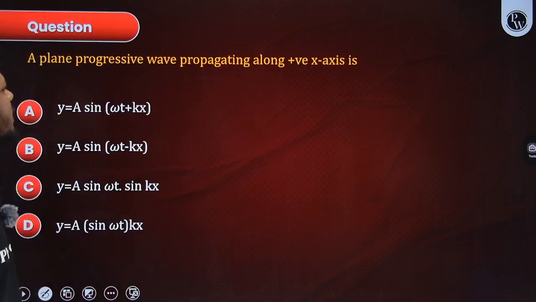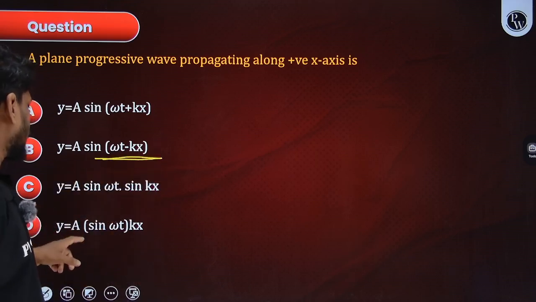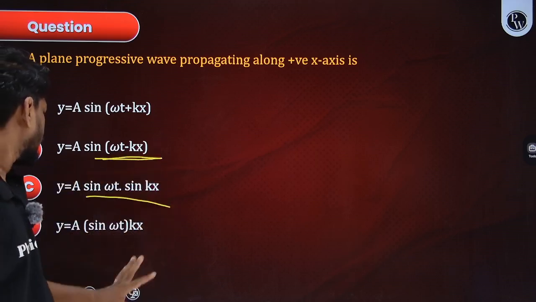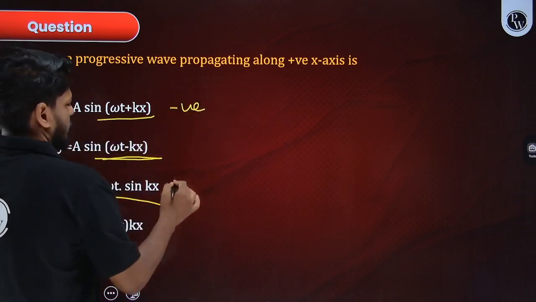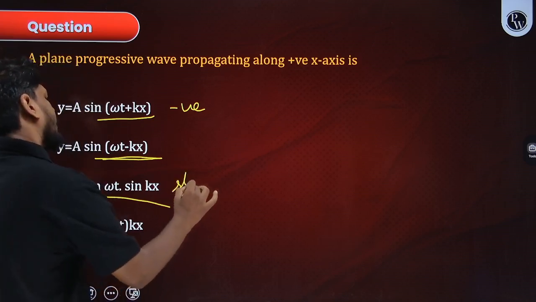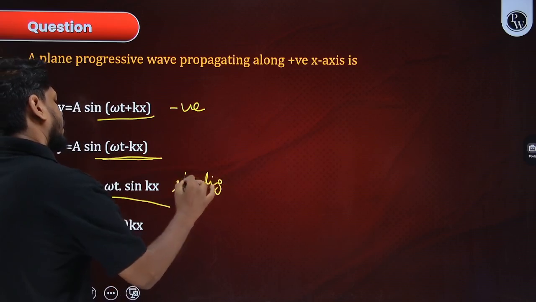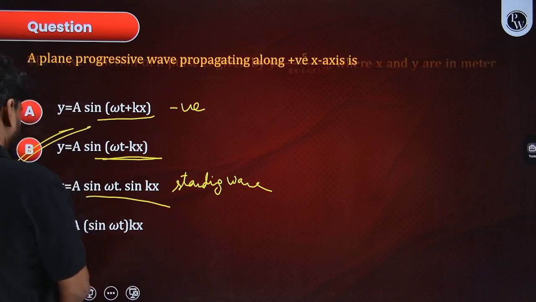A plane wave progresses in positive x-axis. So which is the progressing in positive x-axis? This one, sir. This is the equation of standing wave. Okay, this is negative. About standing wave, we will be discussing in next few lectures. So this is in positive axis.